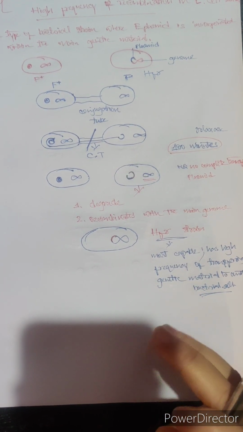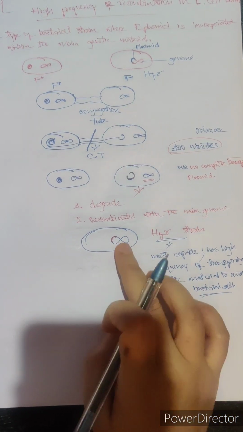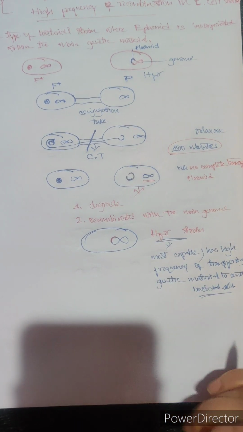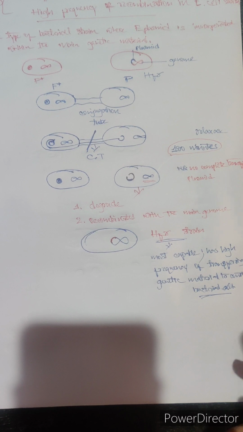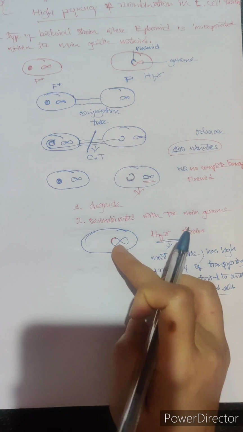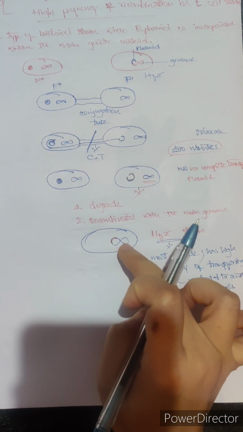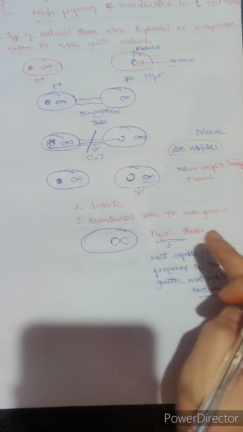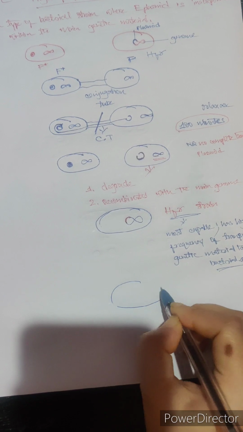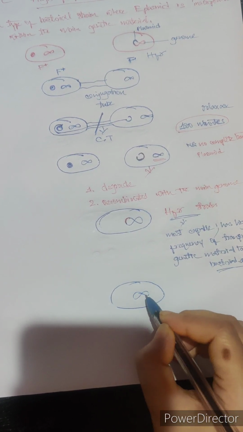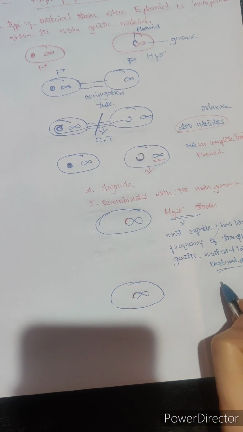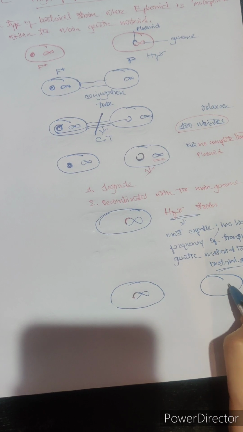We can say that it is quite unstable. So when it comes in contact with another bacterium, which is your F- bacterium, it has a high tendency of transferring your genetic material to your other F- bacterium. So this is your Hfr cell, and this is your other bacteria.